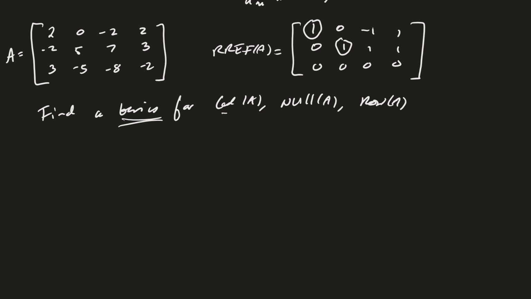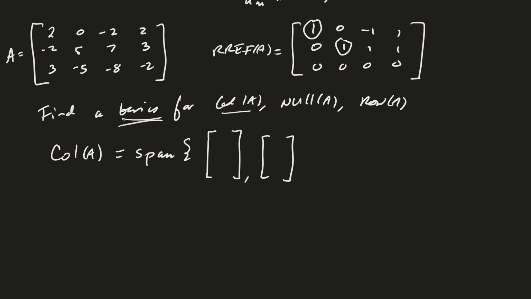let's go ahead and start with the column space of A. So the column space is two-dimensional, right? And so that's going to be the span of two column vectors. These are going to be two vectors in R3, right? And so I don't want to use these columns, right? Because I've done row reduction on those. I want to use the original columns from the matrix. And so that's going to be 2, -2, 3, and 0, 5. That was a minus 5 there.